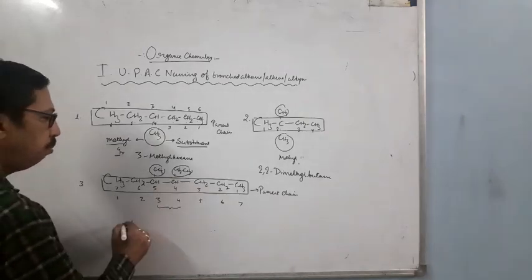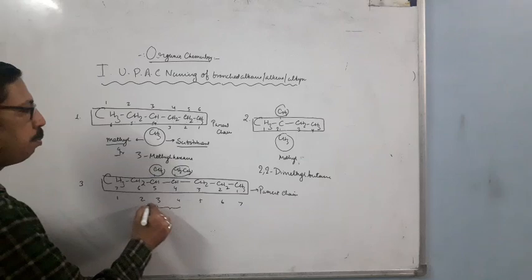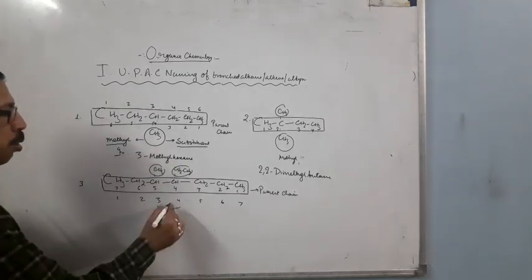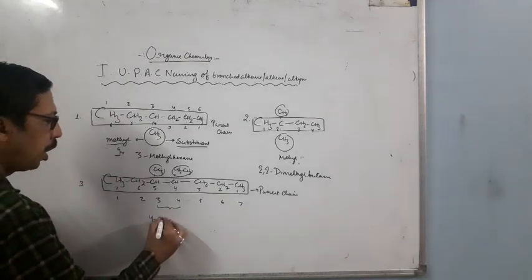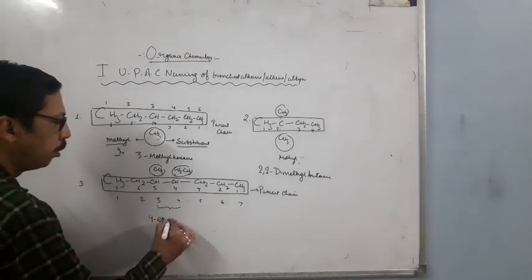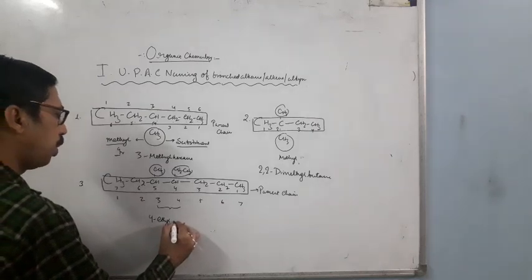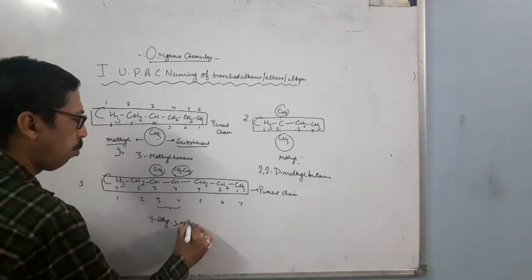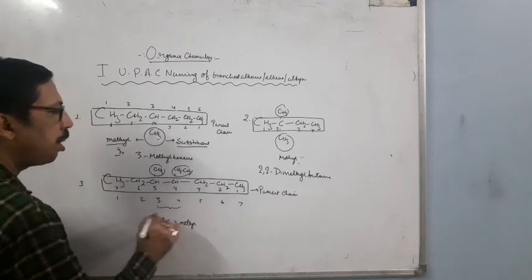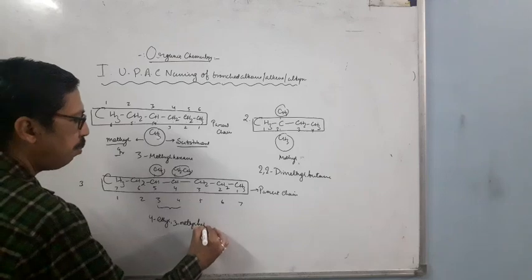Now we can write the IUPAC name of this branched chain organic compound: CH2CH3 is 4-ethyl, and 3-methyl. And how many carbon atoms are in the parent chain? 7. It is heptane. So the name is 4-ethyl-3-methylheptane.